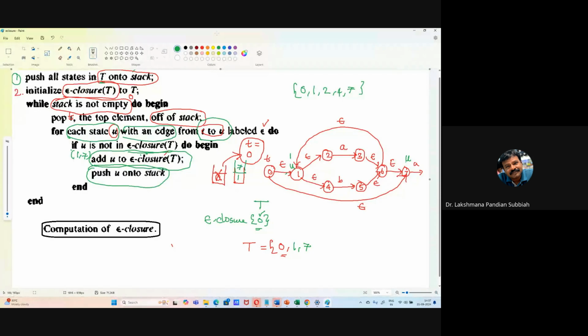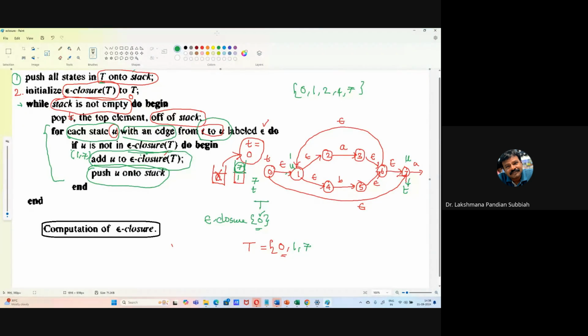So you go back into that while loop. You consider that the stack is not empty. The top of the stack is currently 7, so we pop out 7. Now T is 7. For each state U with an edge from T to U labeled epsilon, that is not there. Taking 7 as T, there is no U with an epsilon edge, so this loop has no element. Now we go for the next step.